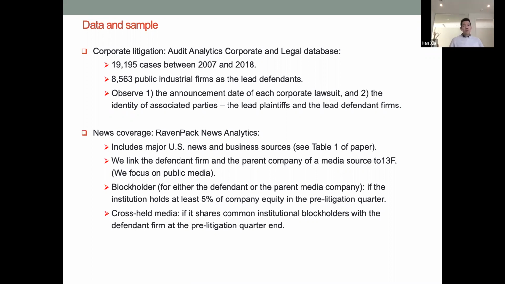You may be wondering why 5%, but we did robustness checks using alternative cutoffs like 4 or 6%, and our results are still the same. Lastly, after we define the block holder, we say that a media firm is cross-held if it shares a common block holder with the defendant firm, again in the pre-litigation quarter.